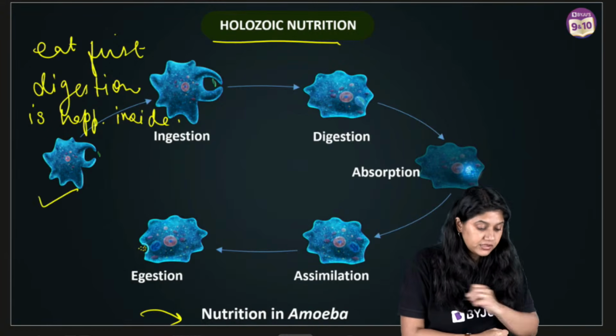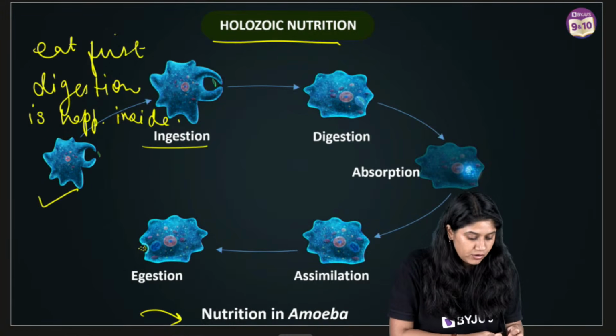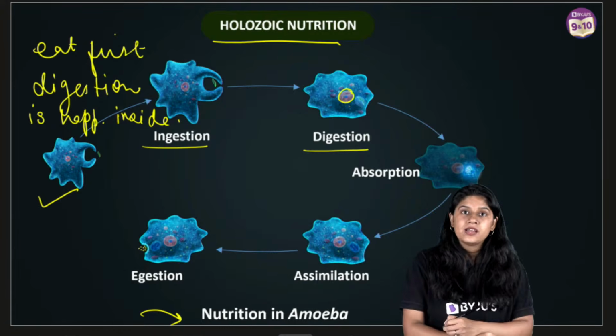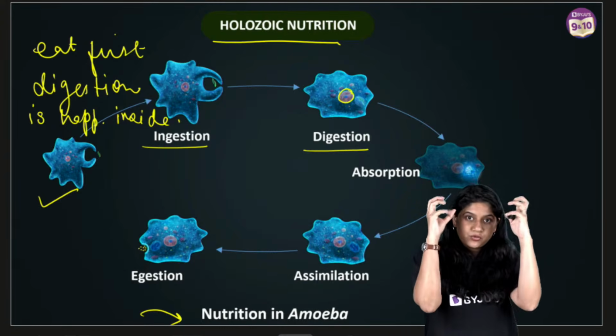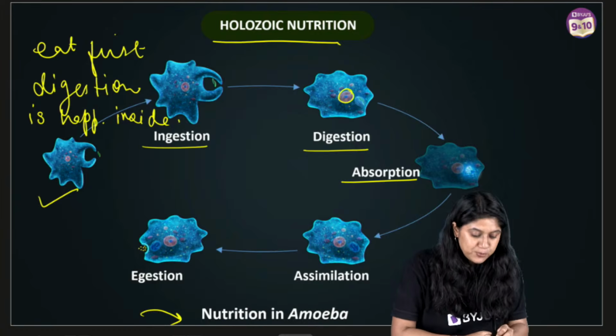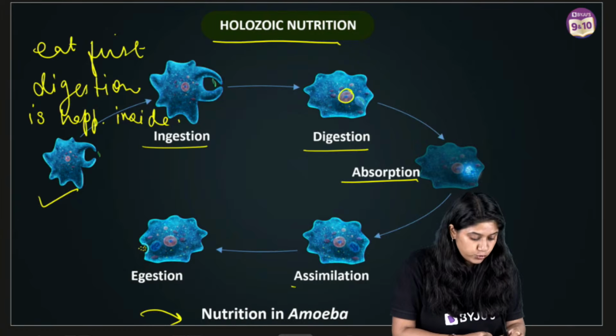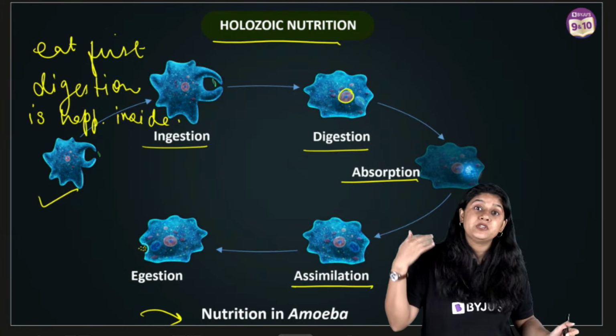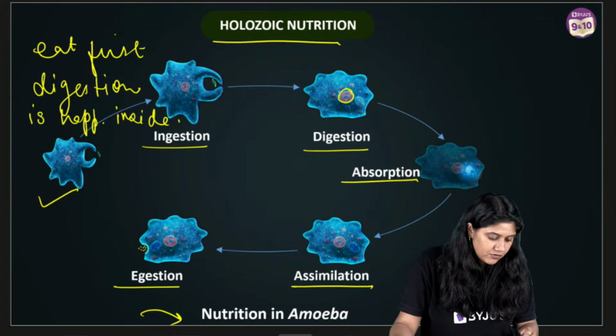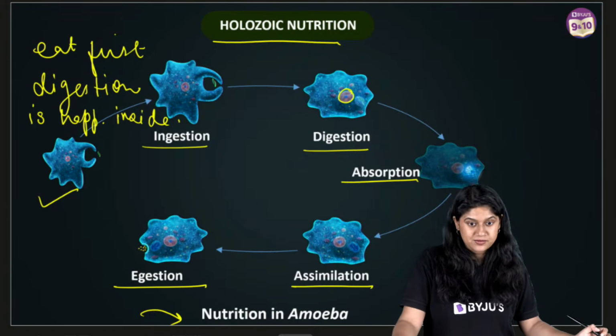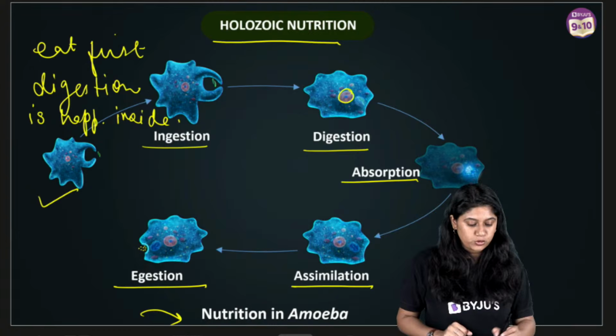So the amoeba takes in the food, then forms a food vacuole. Inside that, a digestive enzyme works on it. Then absorption of the food happens, then the food goes to the different places where it can be utilized, and then the waste is ejected. That is the Holozoic mode of nutrition.